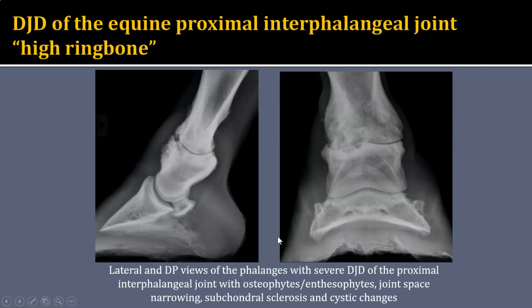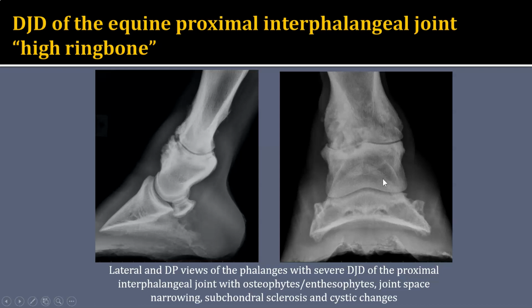This is an example of a horse with high ring bone, or more accurately, we'll use the terms degenerative joint disease of the proximal interphalangeal joint. We have a lateral and a DP view, and we can see that this horse has pretty severe degenerative joint disease, with very large and severe osteophytes on the dorsal aspect of the joint space here. Again, distal part of the proximal phalanx and proximal part of the distal phalanx. Some of this goes down into the mid-diaphysis, and a lot of times that's enthesopathy at the capsular attachments.